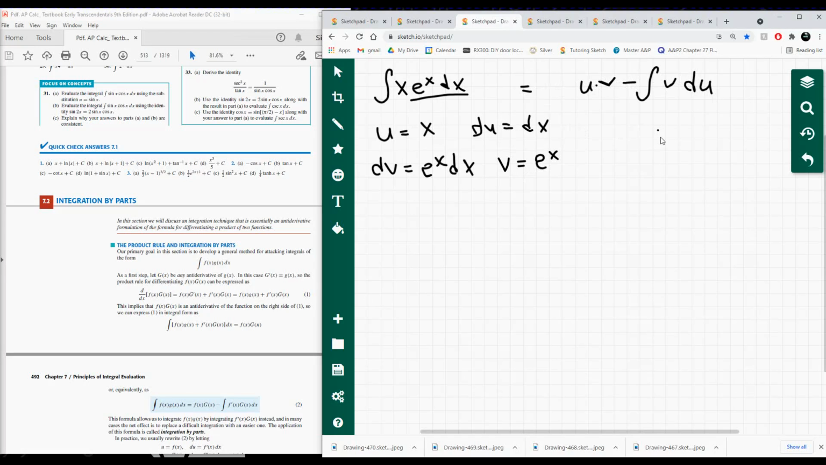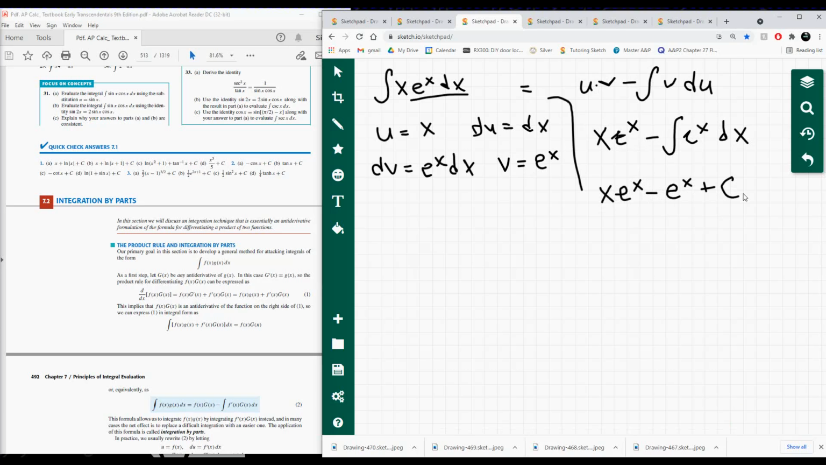And for our parameters, we have the following. We have x e to the x minus the integral of e to the x dx. And this becomes x e to the x minus e to the x plus c.